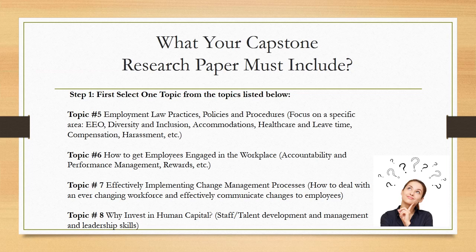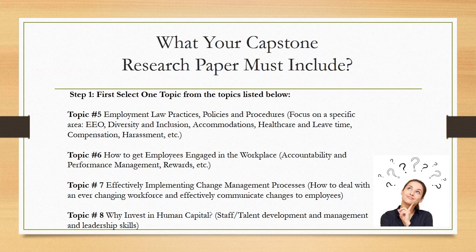If you choose topic 6, how to get employees engaged in the workplace, you will discuss in your paper how to effectively engage employees in the workplace to work collaboratively as a part of a team. Also discussing what types of rewards, incentives, accountability measures, as well as ways to get employees motivated to be engaged, and what are the benefits of engaged employees versus disengaged employees.